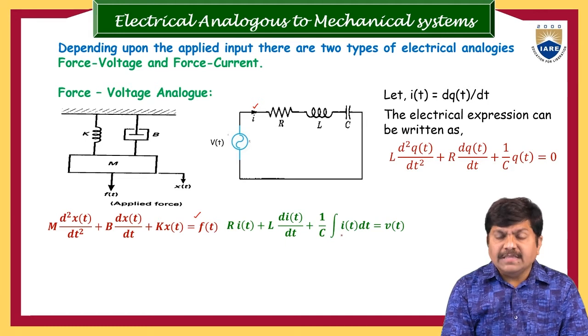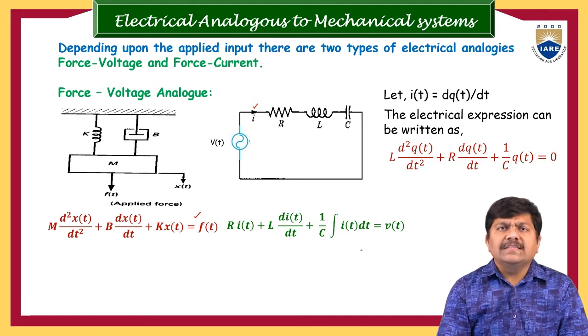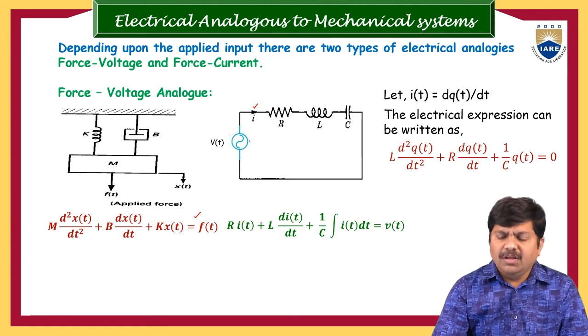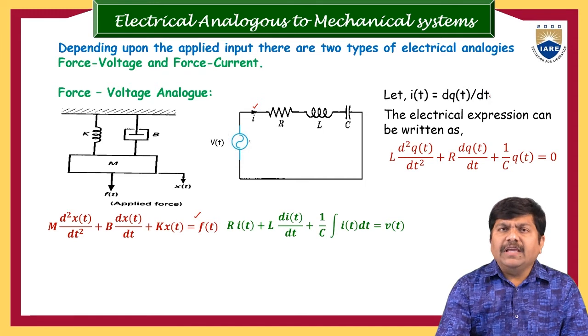So what I am doing is, let us substitute the equivalent of i(t). What is this i(t)? We know that the rate of change of charge is nothing but the current. So here, for i(t) I am substituting dq(t)/dt. What is this q here? q is nothing but the charge. So let us substitute i(t) equal to dq(t)/dt in the electrical expression.